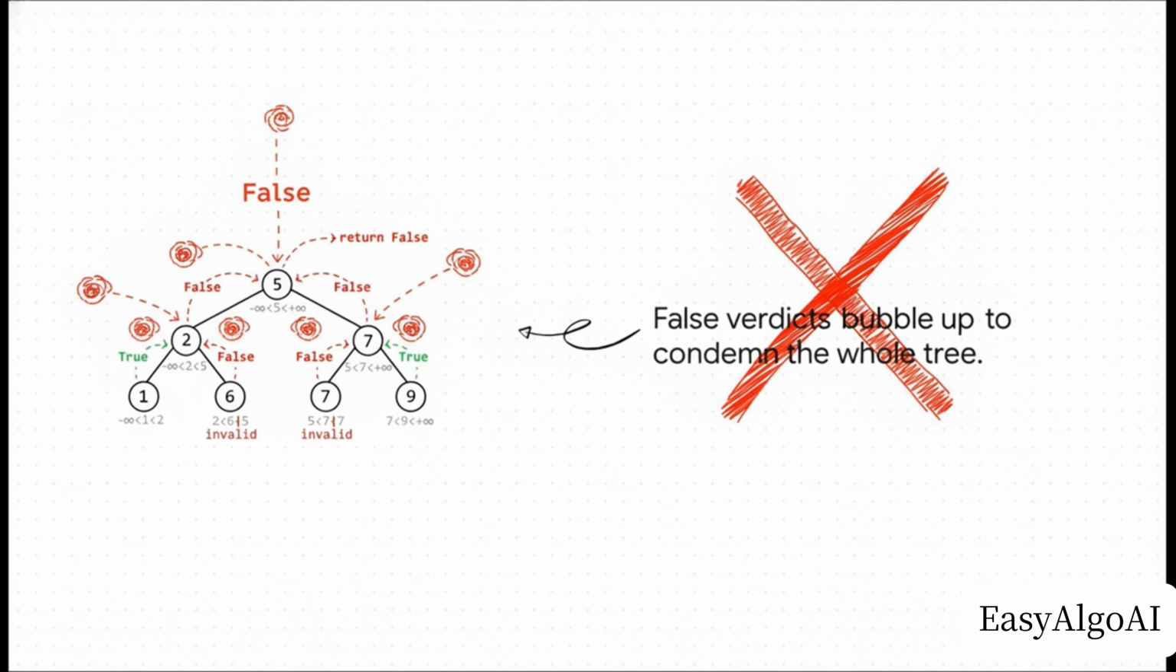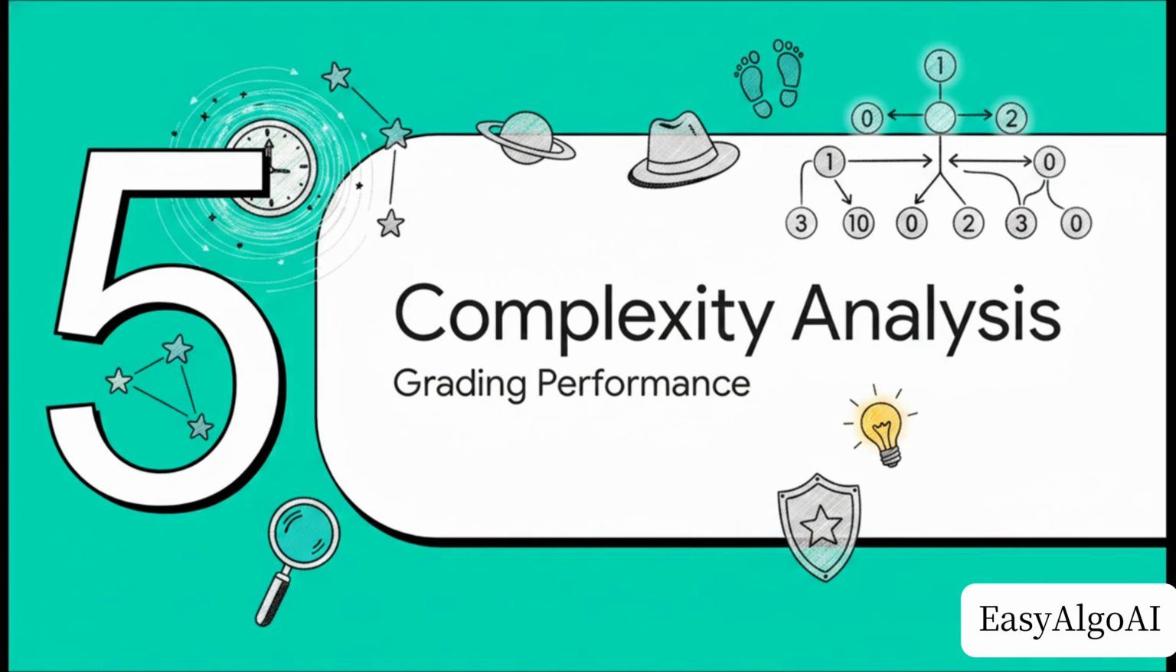Watch how this false result cascades, bubbling all the way up the tree, condemning node 2 and ultimately condemning the root node 5. Even though nodes 2 and 5 are perfectly valid relative to their immediate children, the entire tree is rendered an invalid BST because of that one single imposter deep in the structure. And by the way, the exact same cascading failure happens when the algorithm encounters that duplicate node 7 on the other side. Finally, Section 5, Complexity Analysis, Grading Performance.